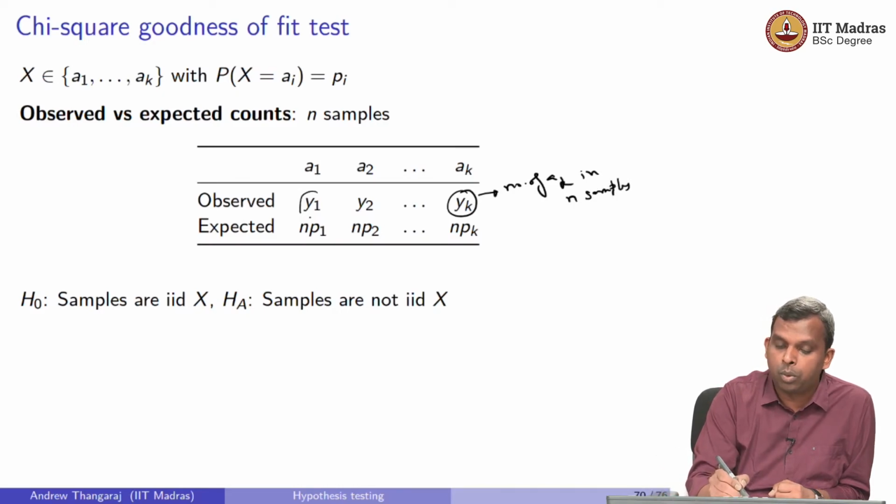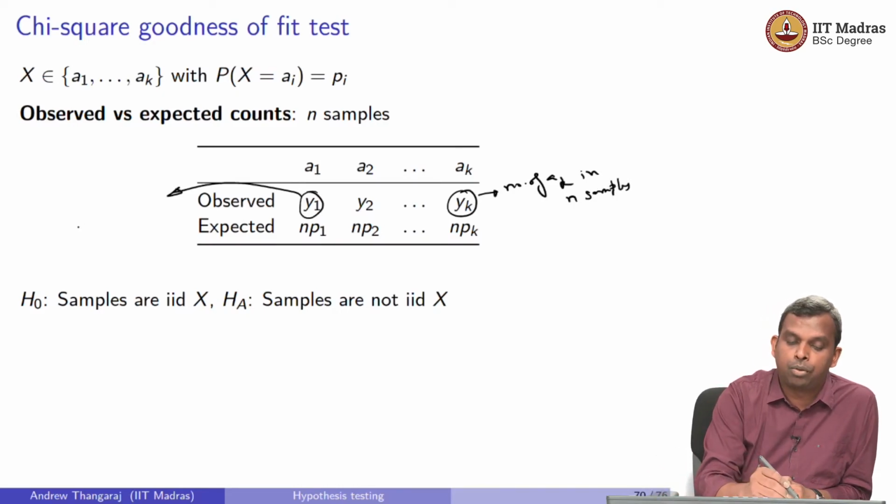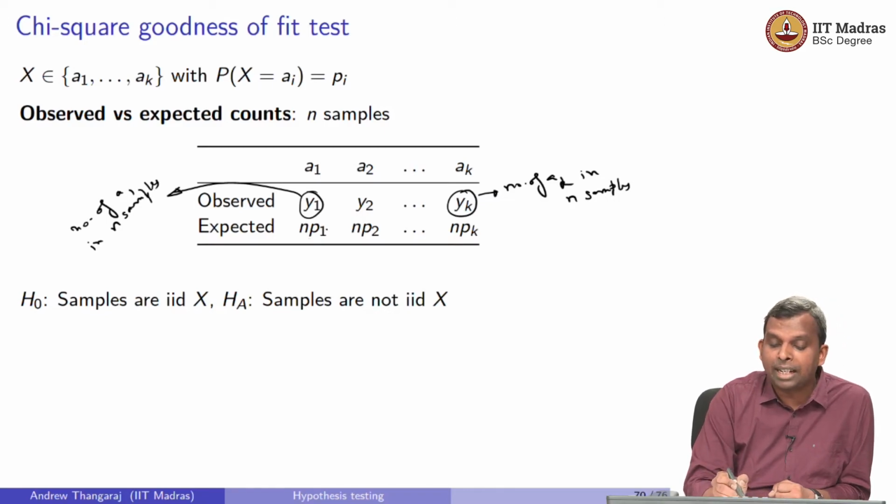So Y1 will be the number of A1 in n samples. Simple stuff, I'm just writing it down. Below I write the expected value. So n times P1 is clearly the number of A1s I expect in n samples. As per the distribution given to you, NP1, NP2, NPK. Y's are the actual counts, observed counts, and expected counts are below.